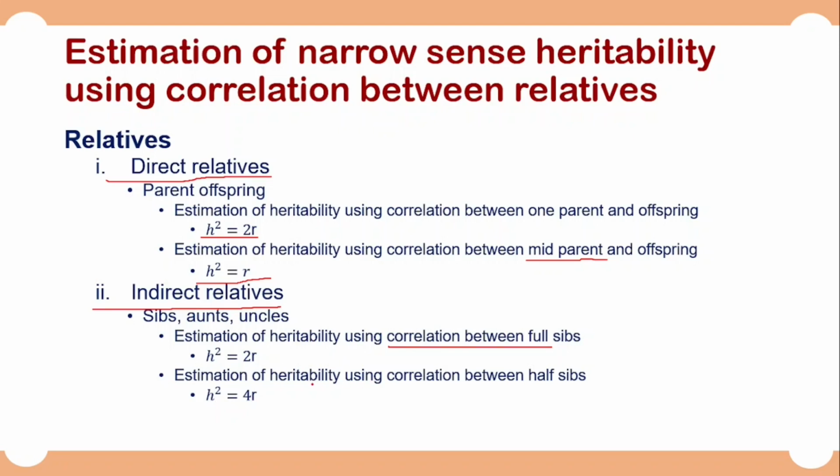And in case you have data on half sibs, then you can also find the correlation coefficient between the performance of half sibs, and on the basis of that you can also estimate heritability, but in this case the heritability would be equal to 4r. It would be 4 times the correlation coefficient. So you can estimate heritability using correlation coefficient if you have data on direct relatives or indirect relatives.